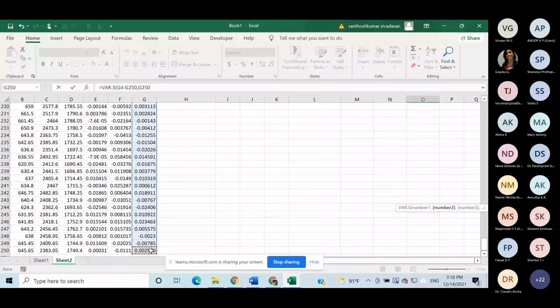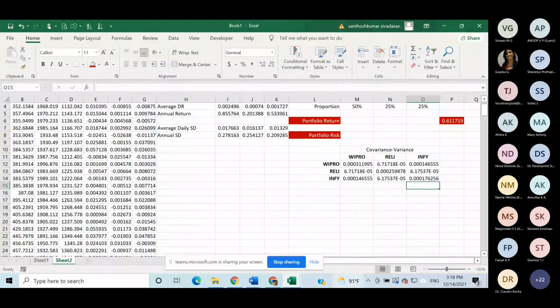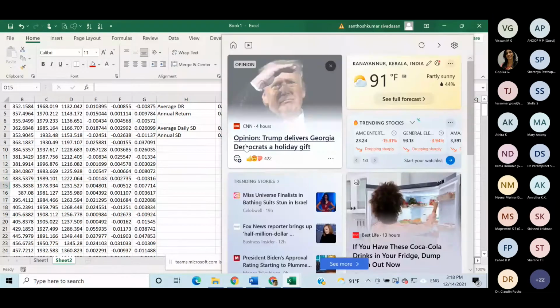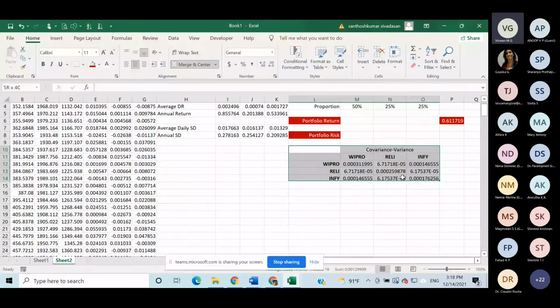So we have got a matrix which we call as, which one? Tell me. Variance covariance matrix. Yeah, variance covariance matrix.